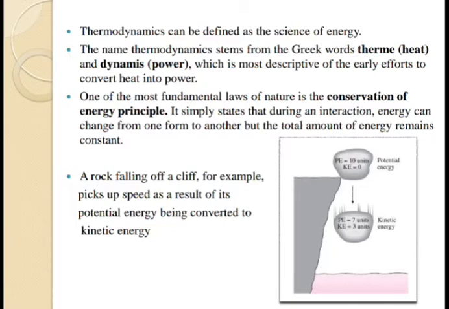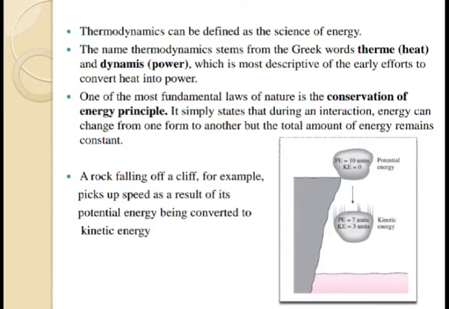By definition, thermodynamics is a science of energy, and for example, one of the most fundamental laws of nature is conservation of energy. It means energy can neither be created nor destroyed. In other words, during an interaction, energy can change from one form to another, but the total amount of energy remains constant. In this example of the conservation of energy principle, a rock which is falling from a cliff has total energy, potential energy plus kinetic energy, that is constant.